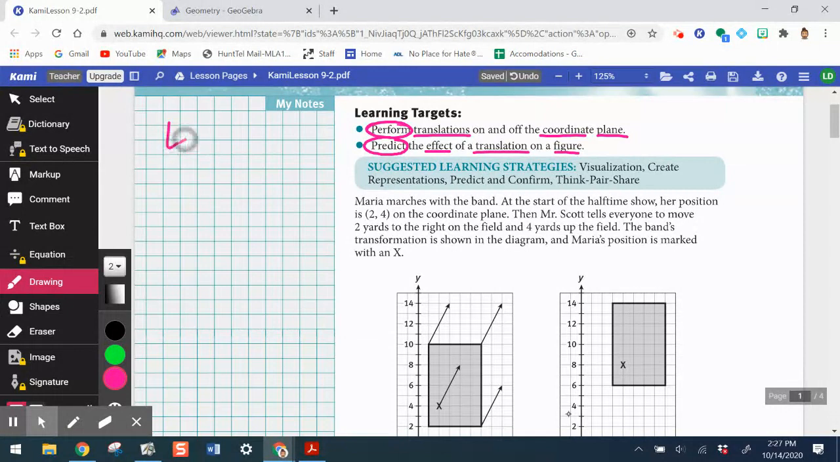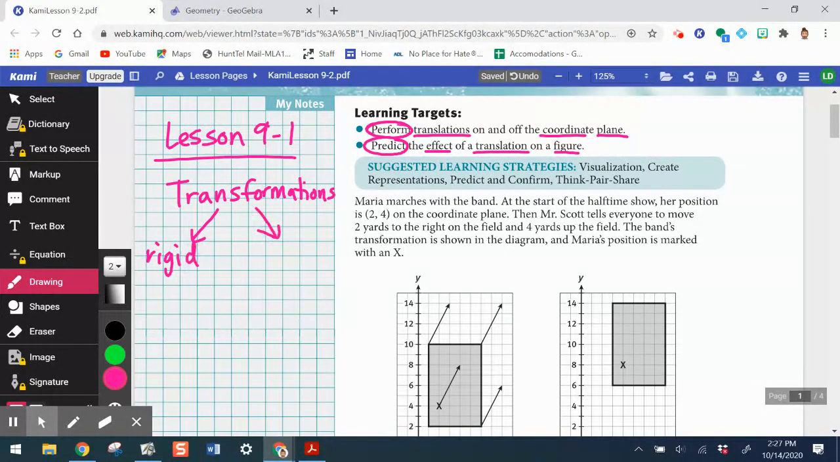Just a quick refresher of Lesson 9.1. We're studying transformations, and under the umbrella of transformations, there are two different types of transformations. There are rigid motions, and there are non-rigid motions. So rigid motions preserve the size and shape under that transformation, and non-rigid doesn't. It's pretty simple. So today we're looking at one of those motions. Will determine whether or not it's a rigid motion or non-rigid.